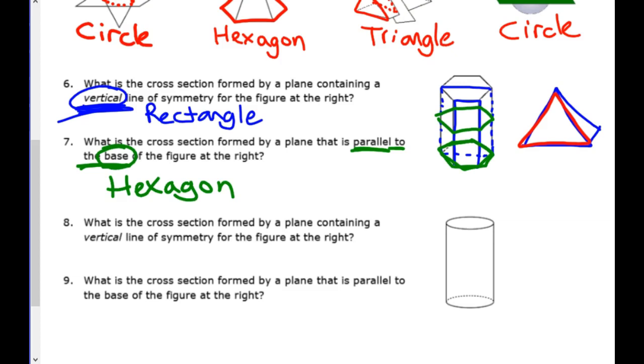All right, look at number 8. Now, by the way, what's this shape over here called? Cylinder, okay? So, number 8, what is the cross section formed by a plane containing a, what's the key word? Vertical, okay? Very important word, vertical line of symmetry for the figure at the right. Now, this is going to kind of blow some of y'all's minds, okay? Because you kind of got to think a little different.